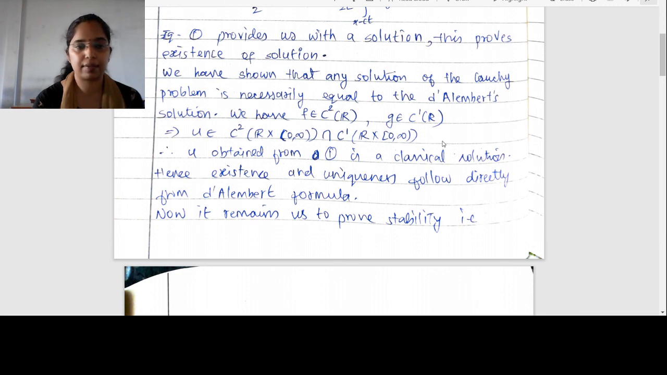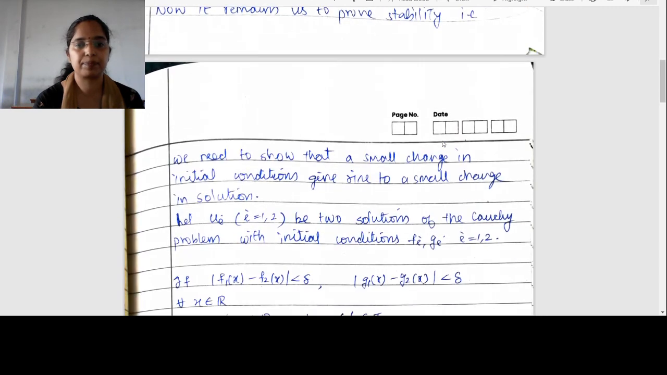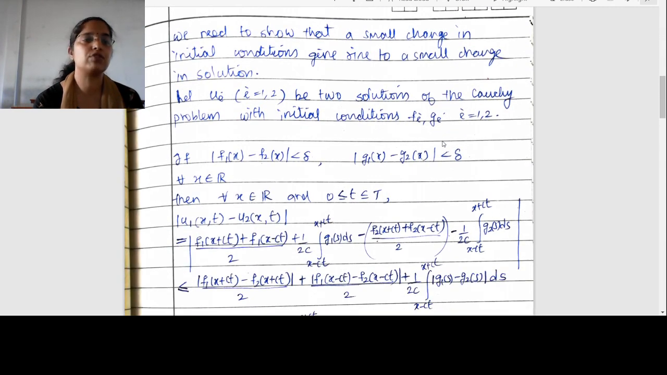Now what remains to prove? It remains to show that the solution is also stable. So for stability, what do we have to do? We have to make a small change in the initial condition. What is the initial condition here? The initial conditions are the functions f and g, u at x,0 and u_t at x,0. They are the initial conditions. So we have to show that if we make a small change in the initial condition, then the solution, which is u, should also vary in a very small way. That is, a drastic change should not happen. Then the solution will be stable.